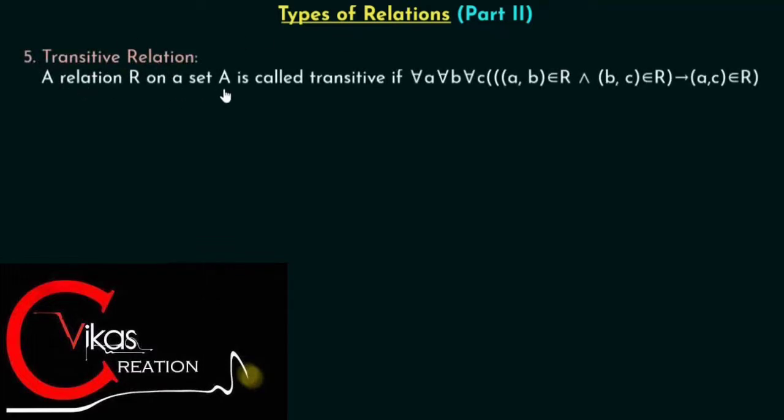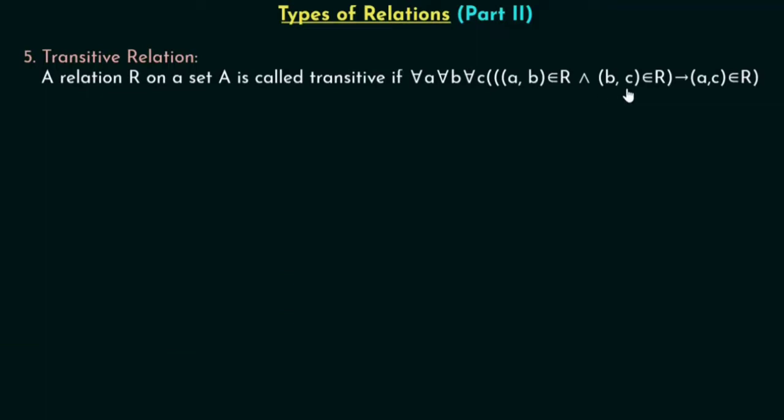A relation R on a set A is called transitive if for all a, for all b, for all c, (a, b) belongs to R and (b, c) belongs to R implies (a, c) belongs to R. As simple as that. Here if (a, b) belongs to R and (b, c) belongs to R, then this means (a, c) must belong to R. Then only we can say relation R is transitive.